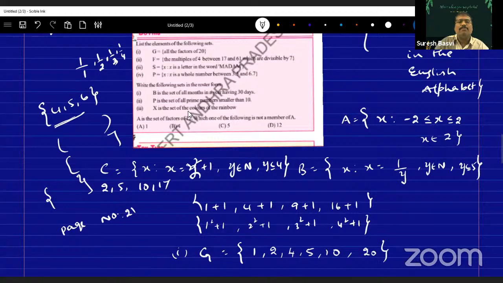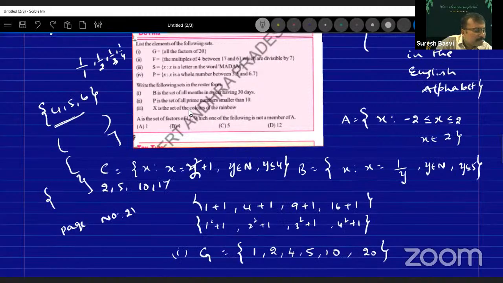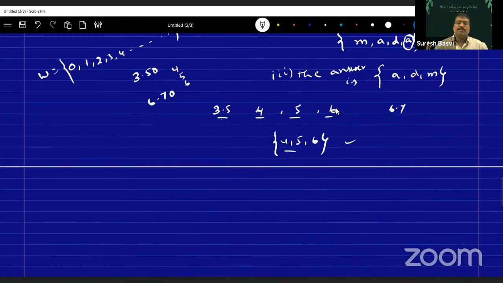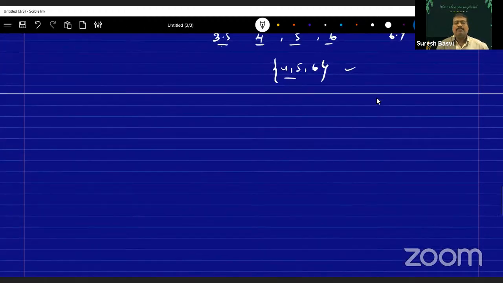B is the set of all months in a year having 30 days. So which months have 30 days? Can you tell me? February doesn't have 30 days, dear. February has either 28 or 29. So 30 days are first.